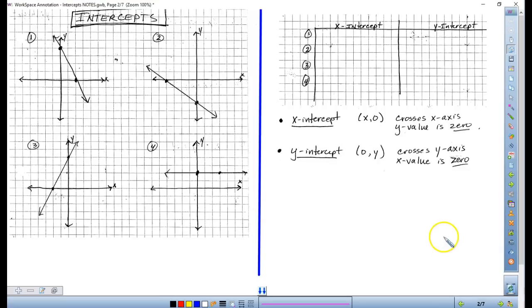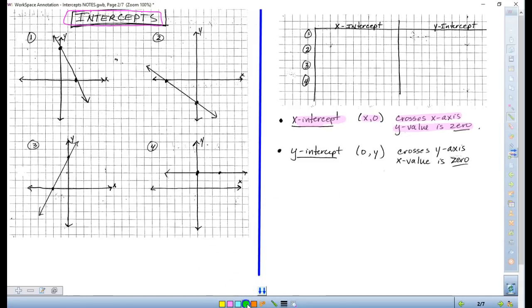So on the first side of your notes here, you've got 4 graphs, and all we want to do here at the beginning is just identify the intercepts. So intercepts are places where graphs hit the X and Y axes. So an x-intercept always looks like an X coordinate with a 0. It crosses over the x-axis, and the Y value is 0.